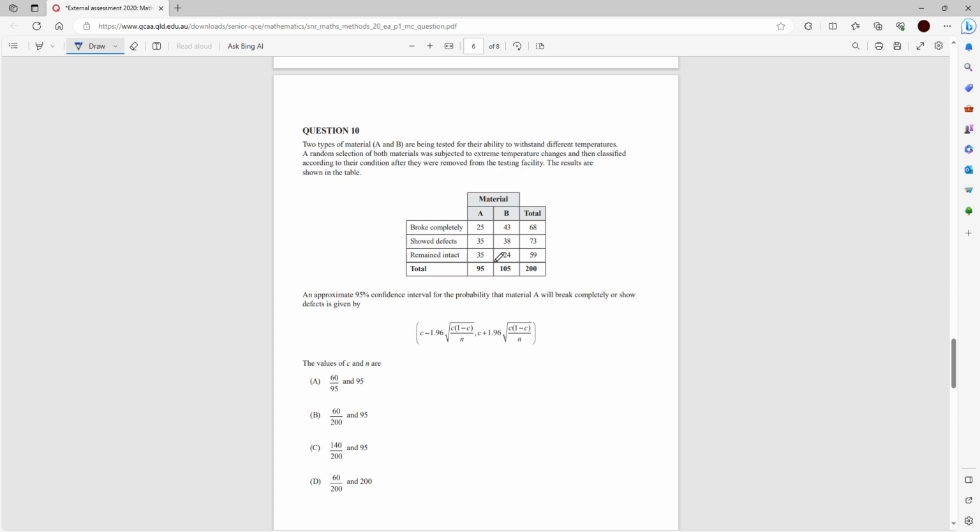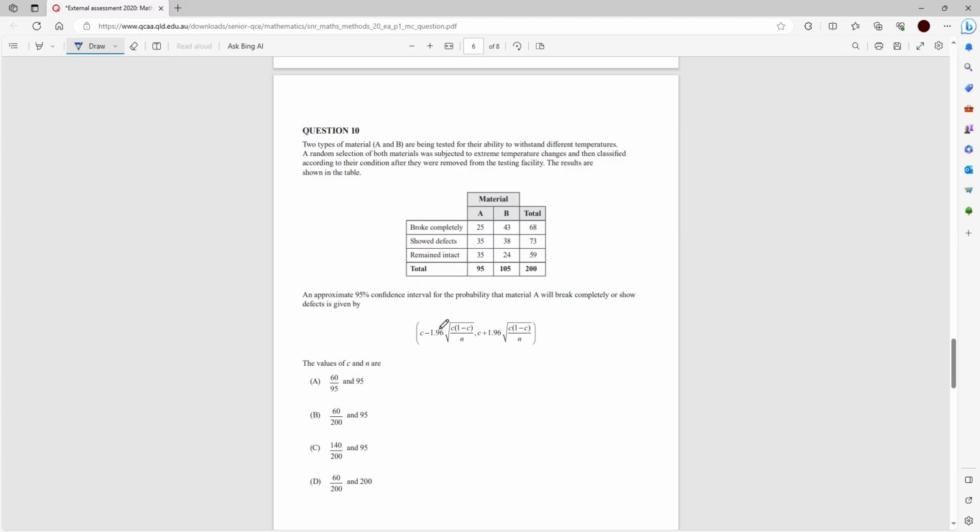So question 10, two types of materials A and B are being tested for their ability to withstand temperatures. A random selection of both materials was subjected to extreme temperatures, and changes were then classified according to their condition after they were removed from test facilities. The results are shown in the table. An approximate 95% confidence interval for the probability of A will break completely or show defects is given by this.